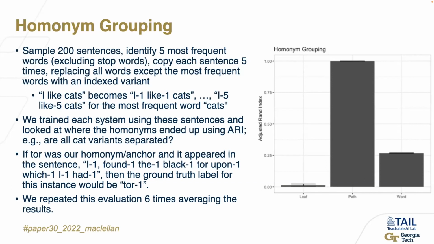So we trained our system using these sentences, and then we looked at how well our system does at separating the different homonyms from each other. And in this case, we found that the path system actually does a really good job at separating the homonyms. It perfectly separates them. The word system does better than chance. And the leaf system, in this case, is just giving us around chance performance.